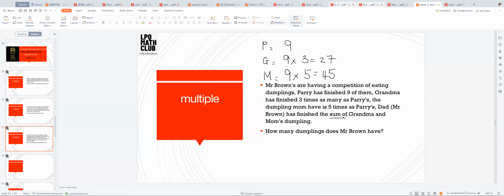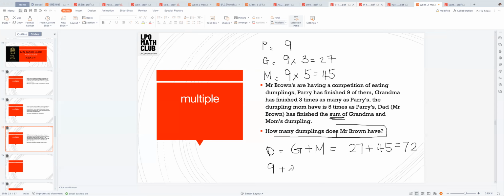So what does sum mean? That means putting Mommy's and Grandma's dumplings together. So Daddy equals Grandma plus Mommy, which equals 27 plus 45, which equals 72. Wow. So how many dumplings does Mr. Brown have? 72. So if we want to know altogether how many dumplings they have, it equals 9 plus 72 plus 27 plus 45. But there's another way of doing that.